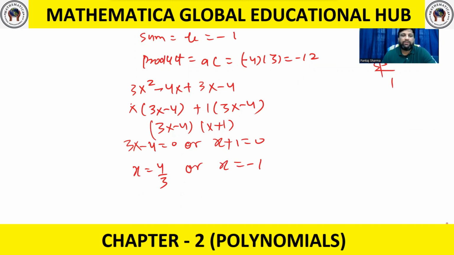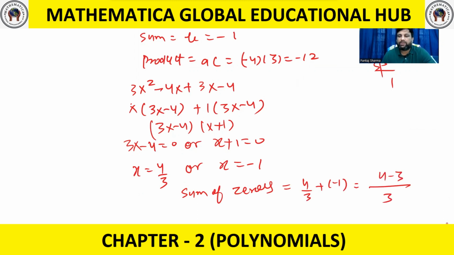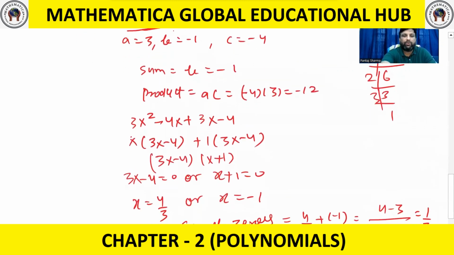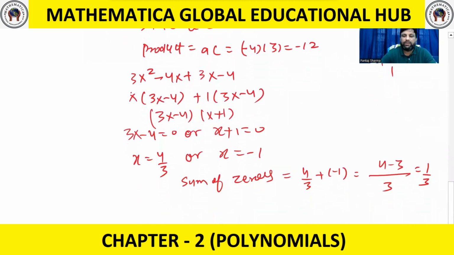Now we can verify the relationship. Sum of zeros will be 4 by 3 plus minus 1. We can take the LCM 3. So 4 minus 3, so it should be 1 by 3. So 1 by 3, if we are observing, b is what? Minus 1 and a is 3. So we can say that minus b by a.